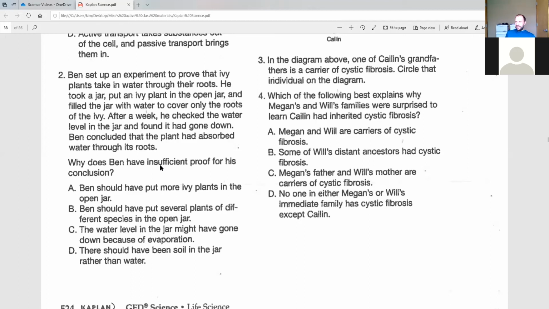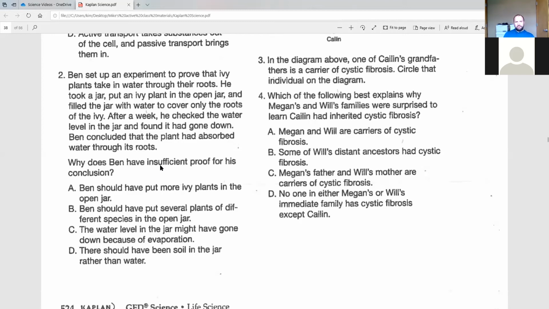So in science, it's not necessarily about just being right, because he's right. Water is absorbing through the roots. But the way he set up his experiment, he failed to think about one important thing. Okay? So let's look at these 4 options and see if we can figure it out.